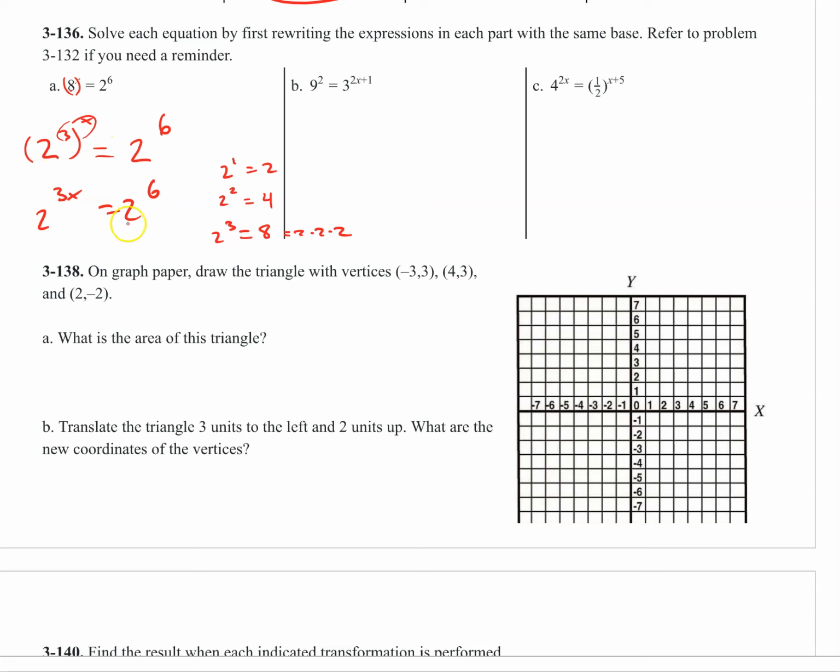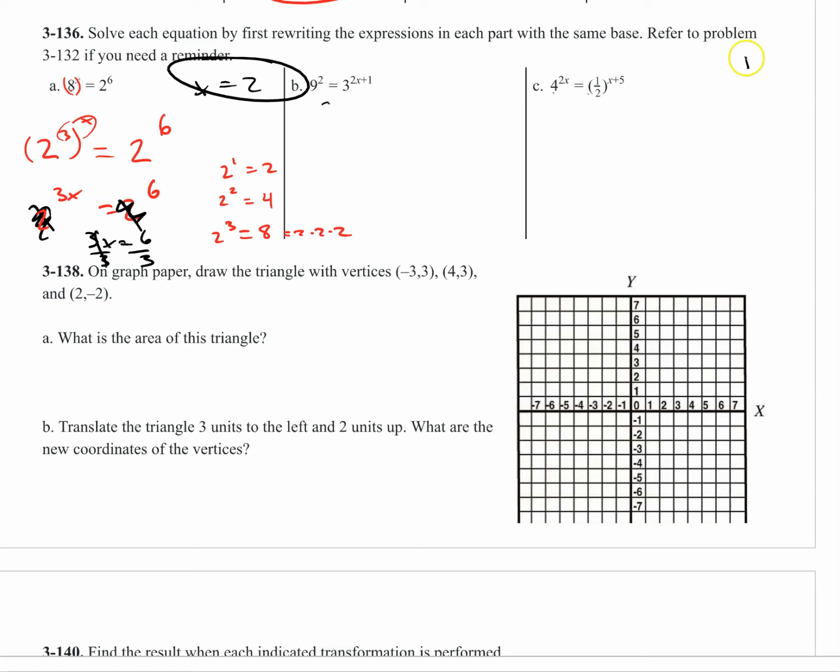So now we have 2 to the power 3x equals 2 to the power 6, and you cross off the bases. They are now the same. That was the whole point of this. Make the bases the same. So cross them off. Now that they're the same, we have 3x equals 6. Divide both sides by 3, and you've got yourself the answer, x equals 2. Do the same for B. C is tricky. How do we make these bases the same?